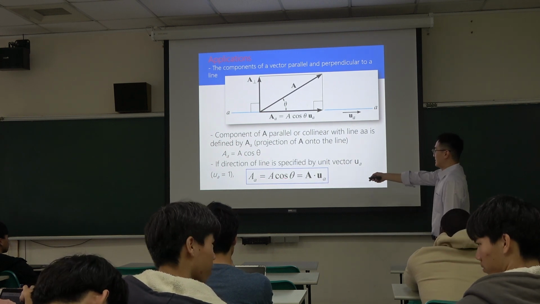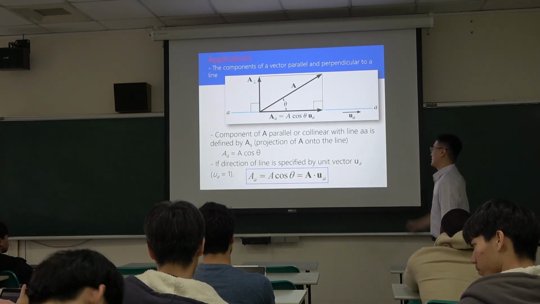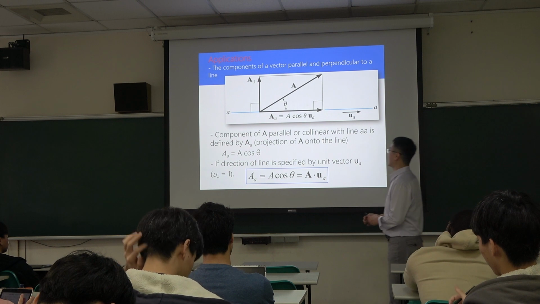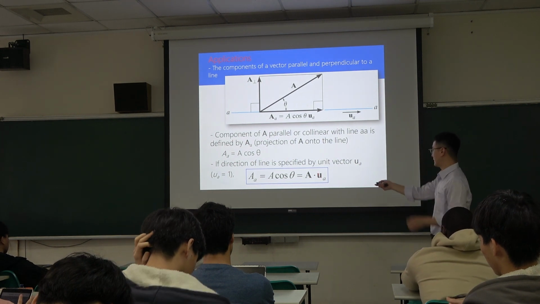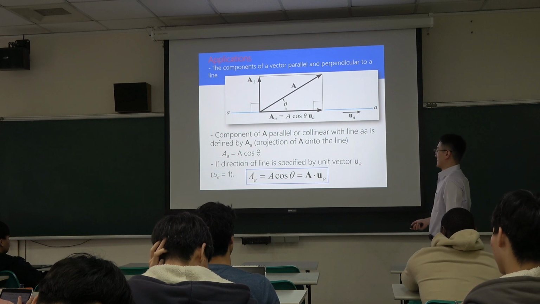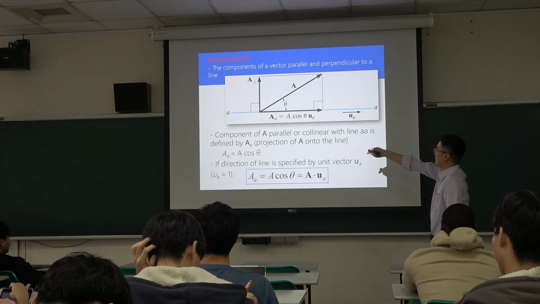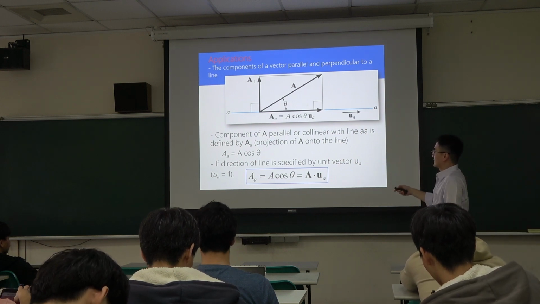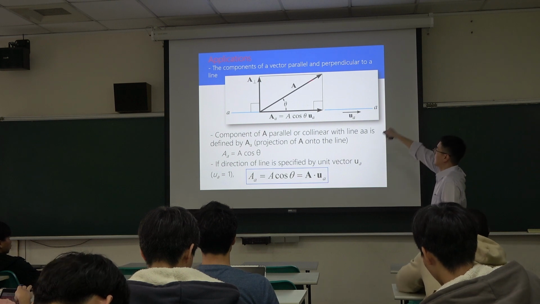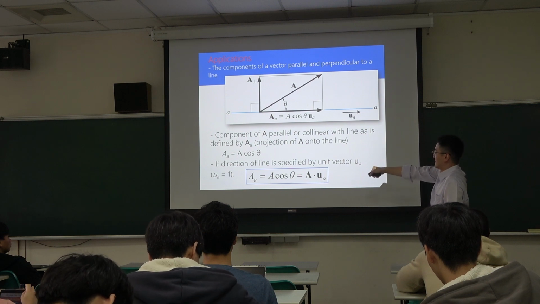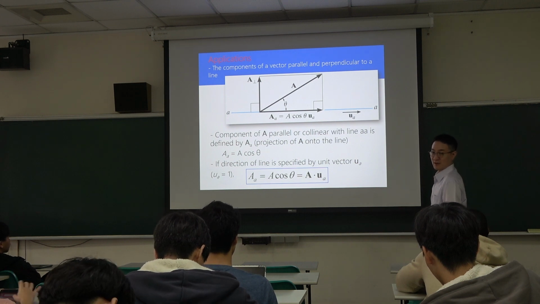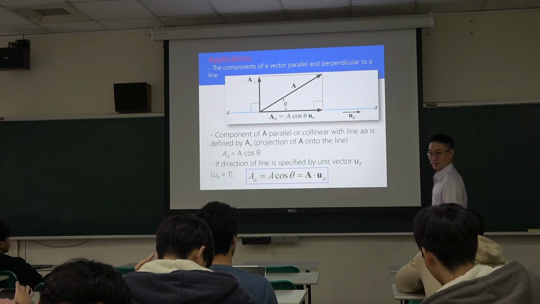So AA we can work out using the dot product, A vector dot the unit vector for line AA. Okay, so we can work out the AA scalar. Clear? So just use A scalar times cosine theta, which is the AA value. Okay, so we use this relationship quite a lot.